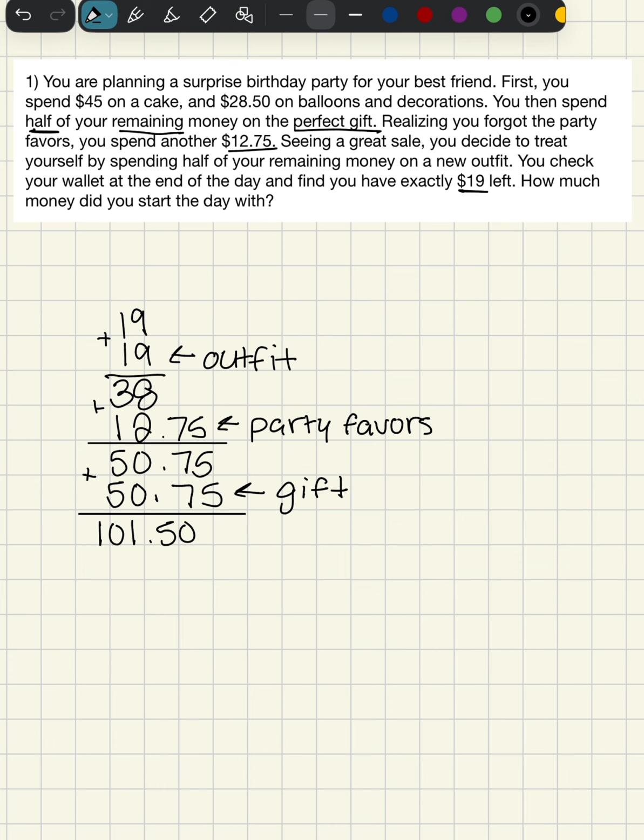Now we come to the next step, which we need to see what we spent before buying the gift, and that was $28.50 on balloons and decorations. So just like we did with the other steps, we need to add that $28.50 back. And now we're going to add that, and that equals $130 even.